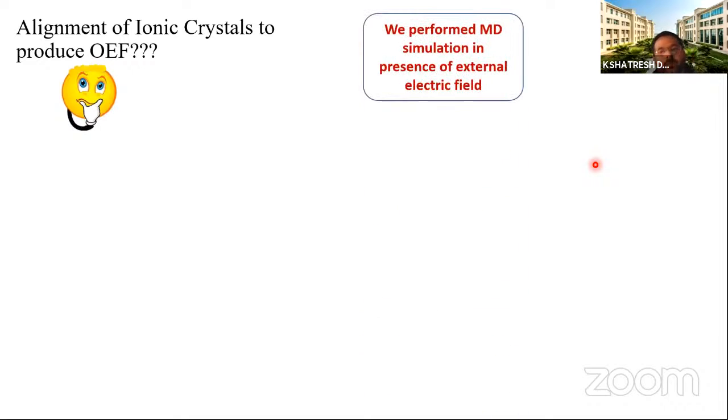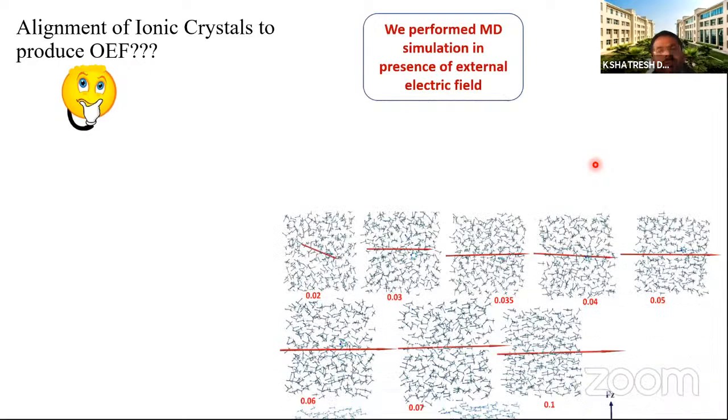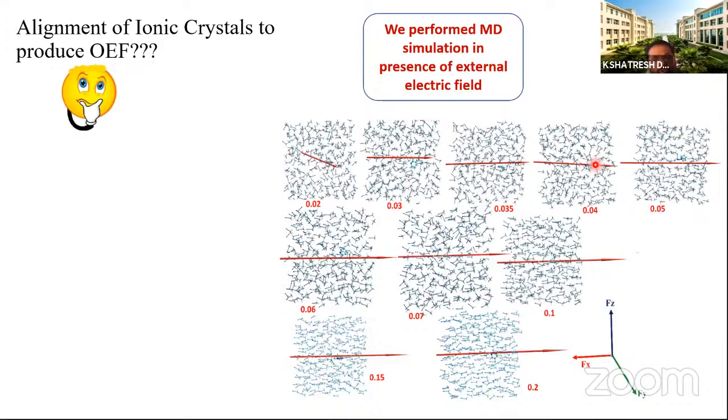So for that, what I did was MD simulation in the presence of an external electric field. Nowadays, whichever MD package you use, either Amber, GROMACS or CHARMM, there are options to apply a local external electric field on the compounds. So I took this acetonitrile solution and performed the MD simulation at different electric fields.